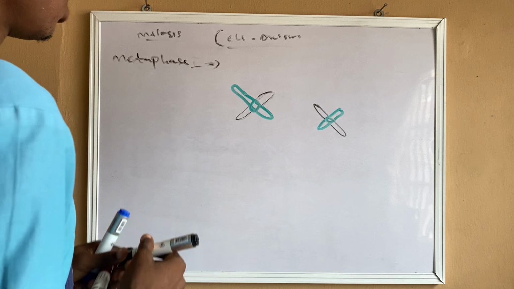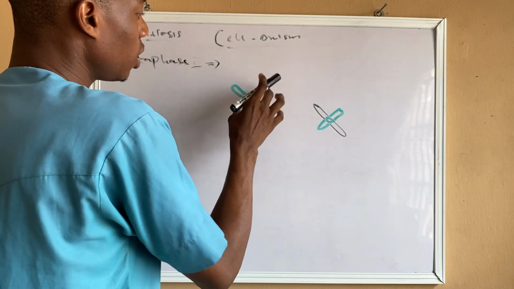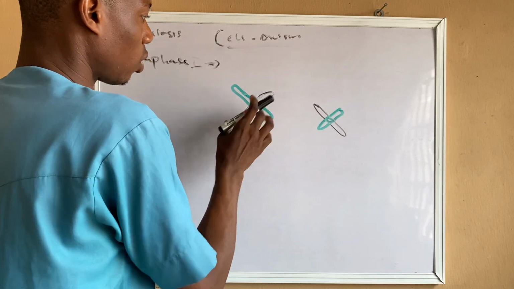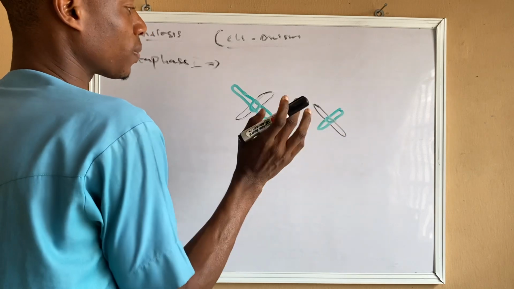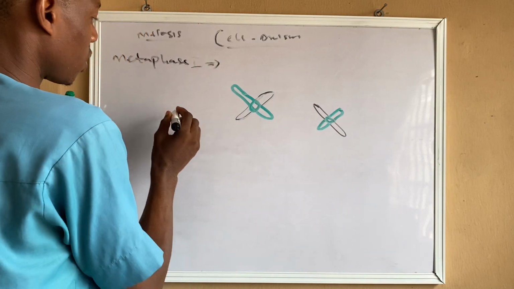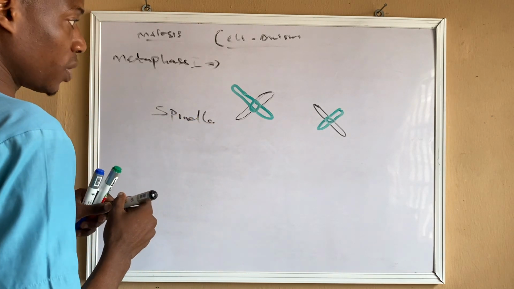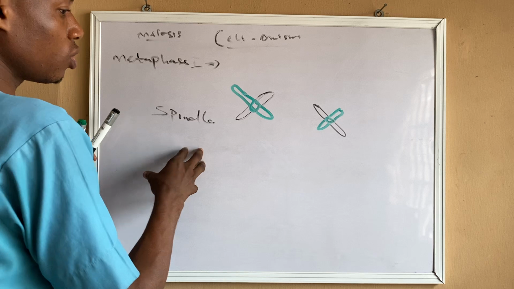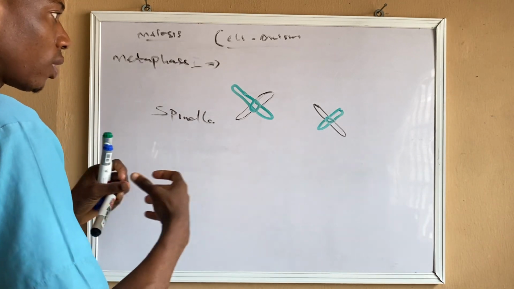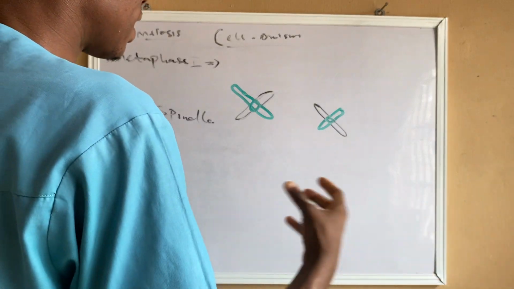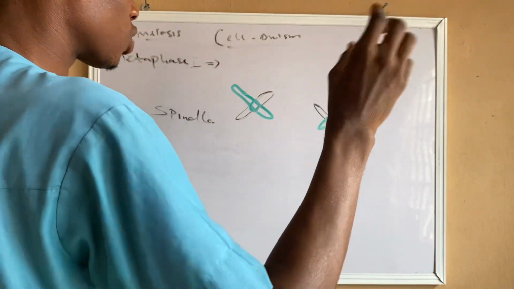So what is now going to occur here is that each of these chromatids has its own spindle. What do I mean by spindle? They have their own spindle, right? This spindle is like a length of wire that is going to attract the north pole and the south pole. Okay.